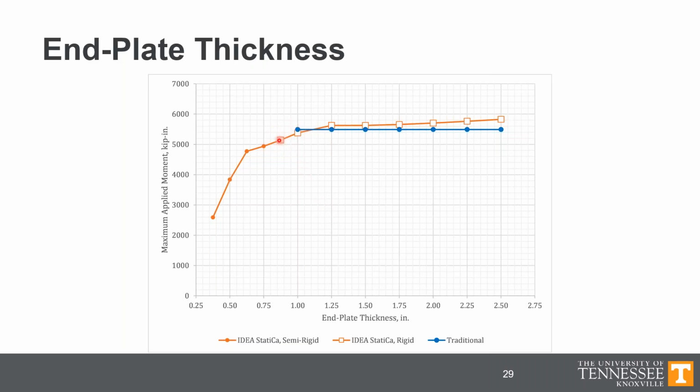Anything with this empty square marker was indicated as a rigid connection by IDEA StatiCa, and everything else was indicated as a semi-rigid connection. And the limitation on plate thickness where that occurs, the boundary between rigid and semi-rigid, is basically the same as what you'd expect from the traditional calculations.